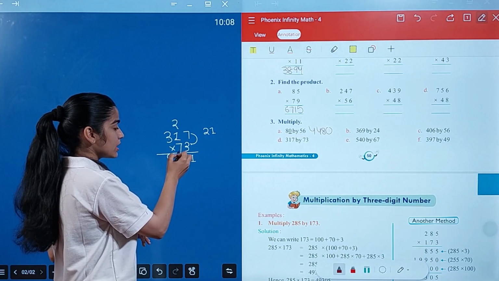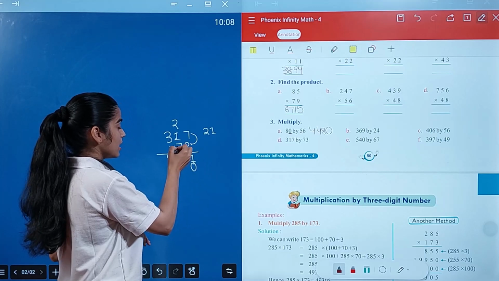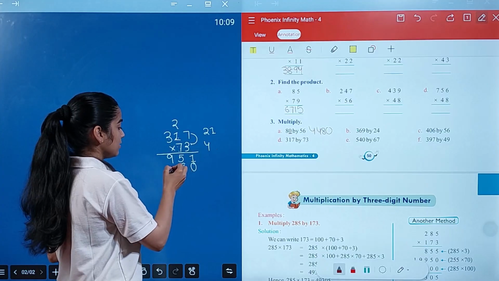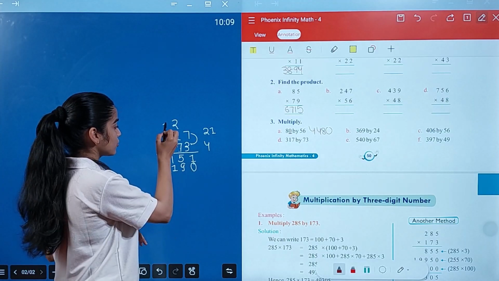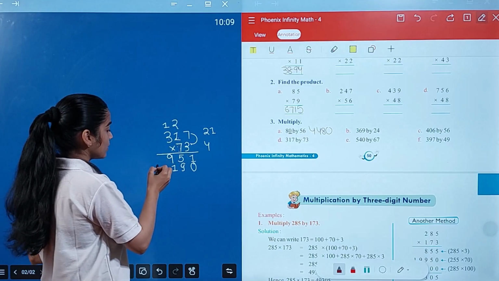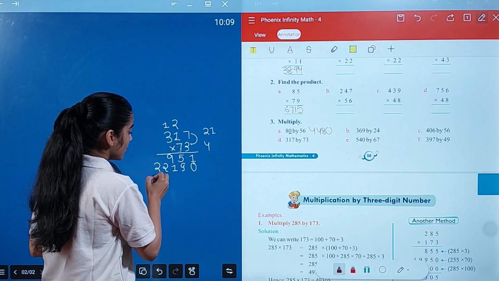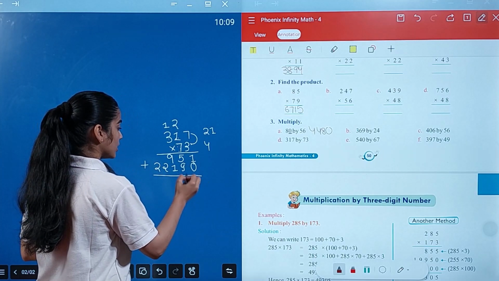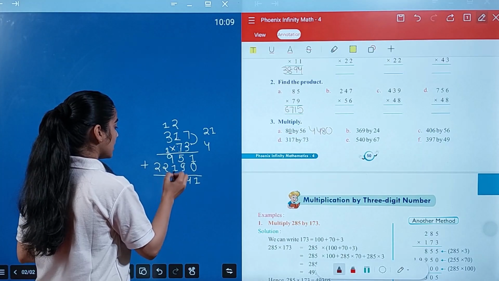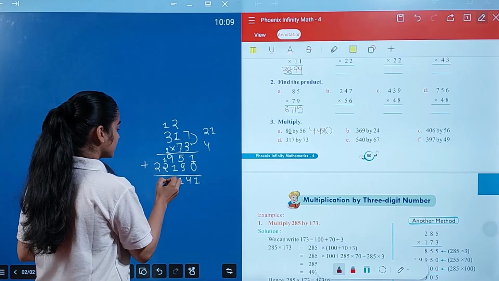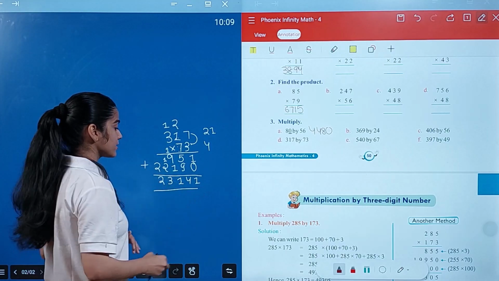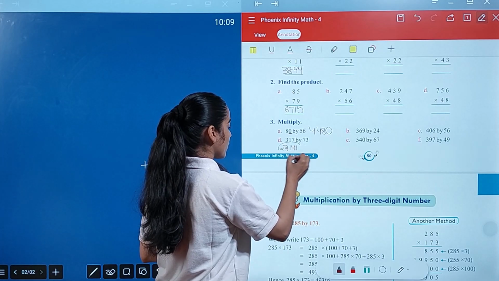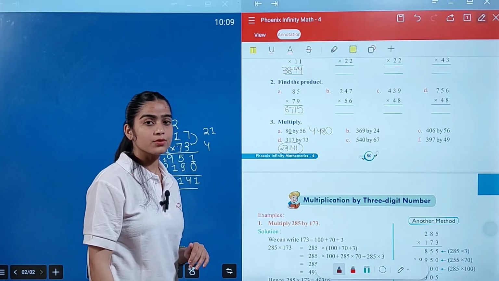Now we move forward to the next multiplier. So that's why we have to add a 0 here. Now 7 sevens are 49. Then we write 9 and carry 4. 7 ones are 7, and when we add 7 plus 4 it is 11. 1 should be there. 7 threes are 21 and 21 plus 1 is 22. Now we have to add these two addends together. So this is your final answer, 23,141. In the same way you have to solve the rest of the questions you have.